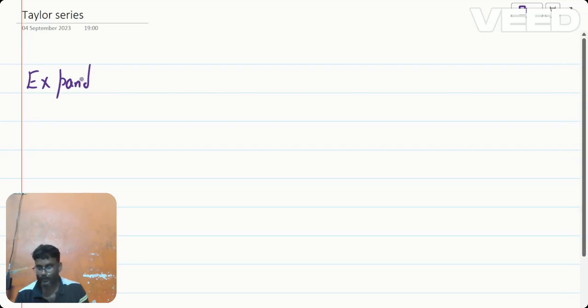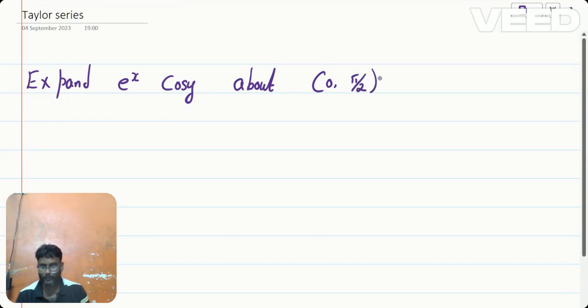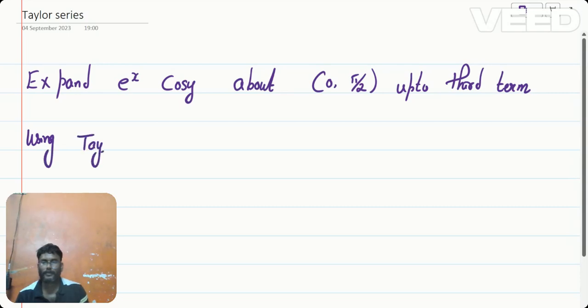Expand e power x cos y about 0 comma pi by 2 up to third term using Taylor series. Okay, solution.